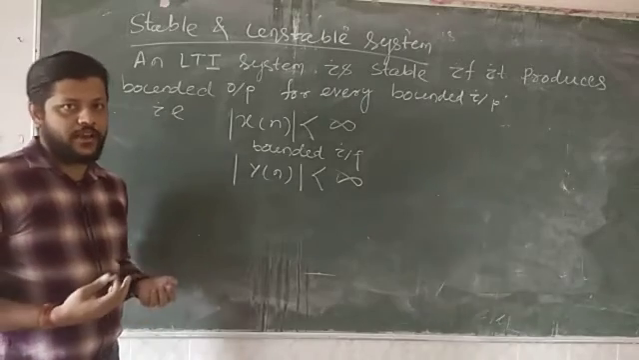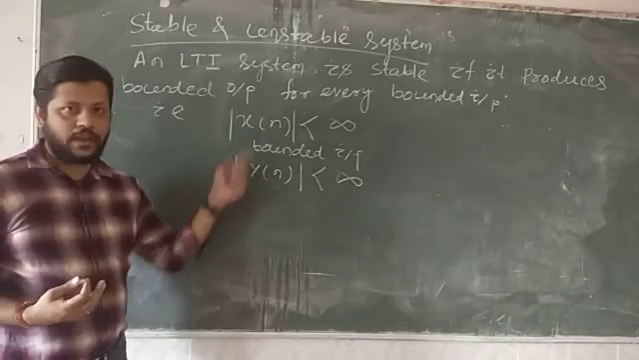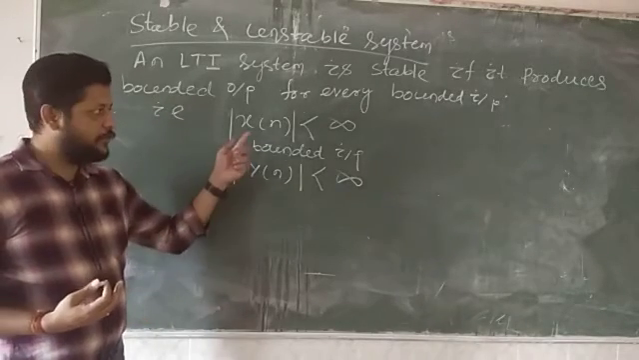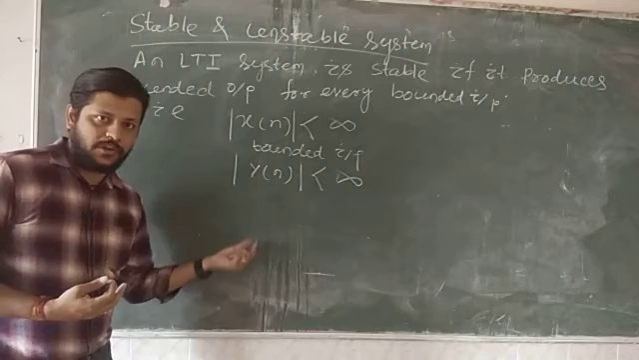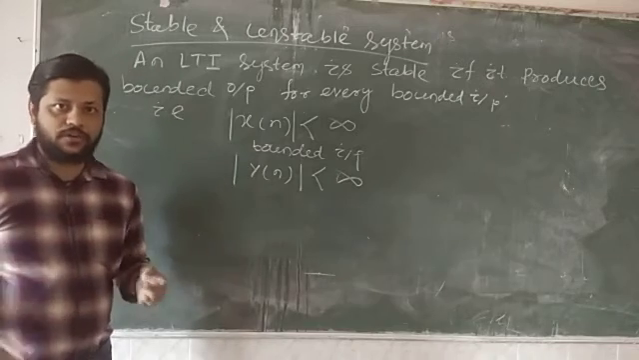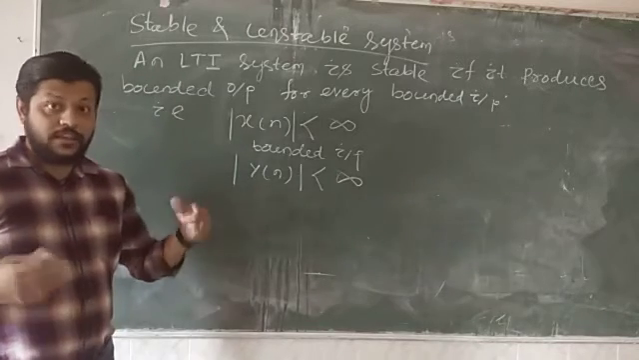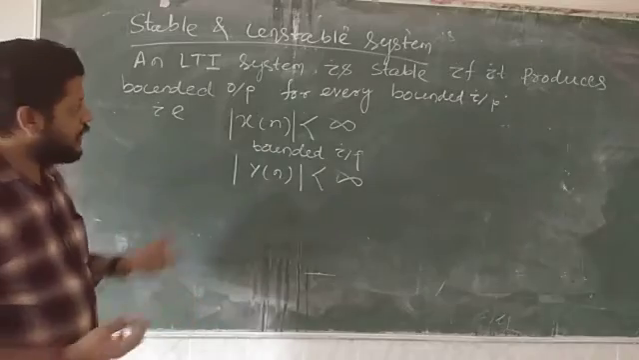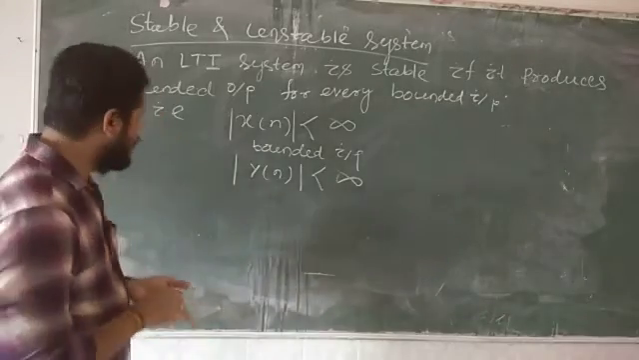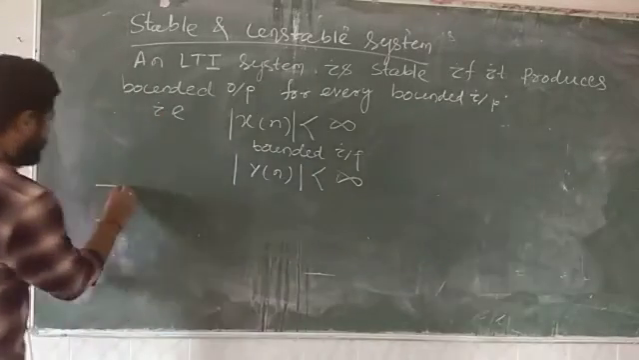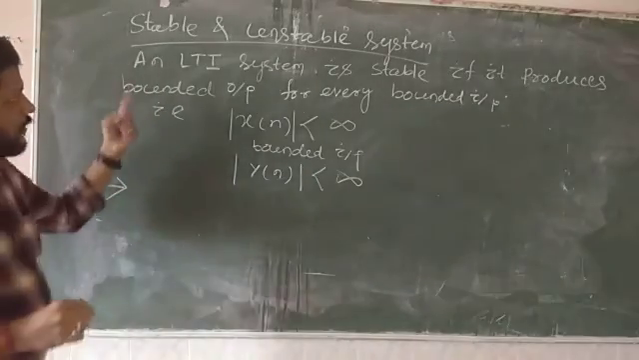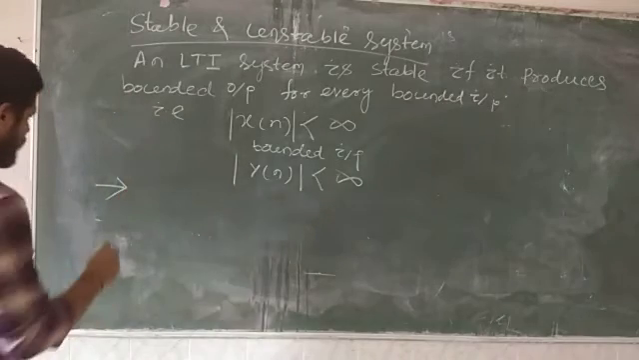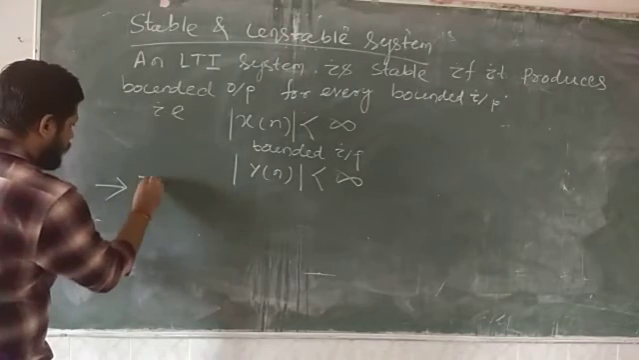Mathematically, how to verify this from input and output? You can observe the input and output. If input is bounded, the output must be bounded. Otherwise, the system is an unstable system. Or if input and output are not given, suppose the system response is given, then how to calculate? For that case, the next condition for the system to be stable is on the impulse response.